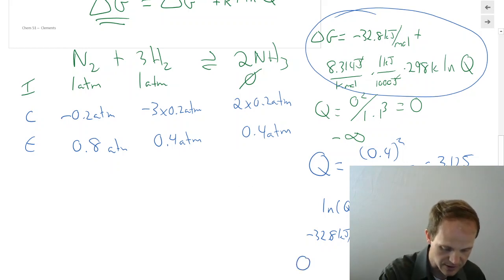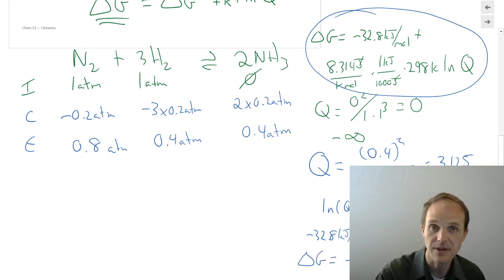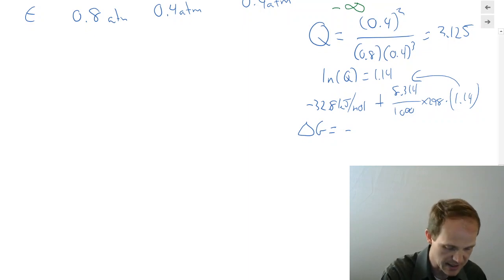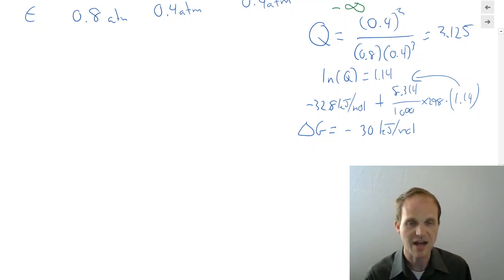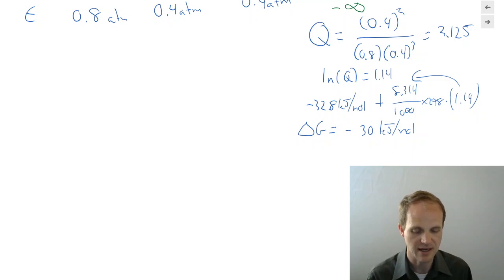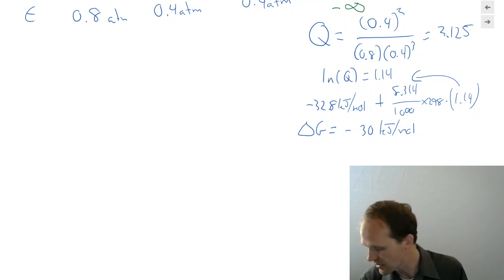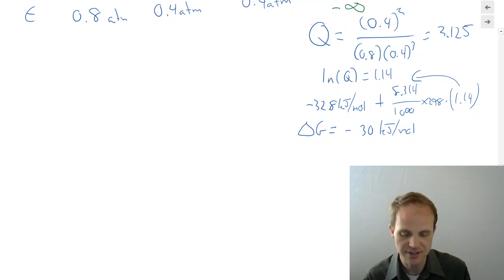And that gives me delta G equals minus, I did it again. Delta G equals minus 30 kilojoules per mole. So what did I find? I started off at standard conditions at having minus 32.8, but at these kind of altered conditions, I now have a minus 30 kilojoules per mole. So I'm still spontaneous. I'm still going to go in the forward direction, right? So we can do that at other situations too.